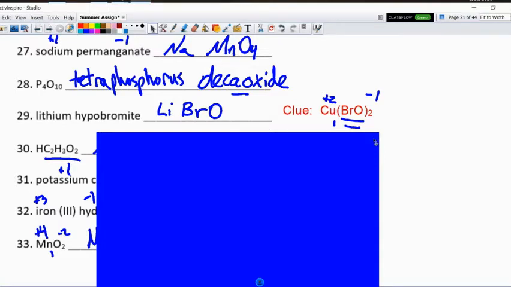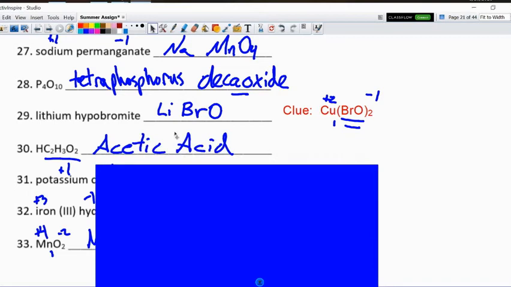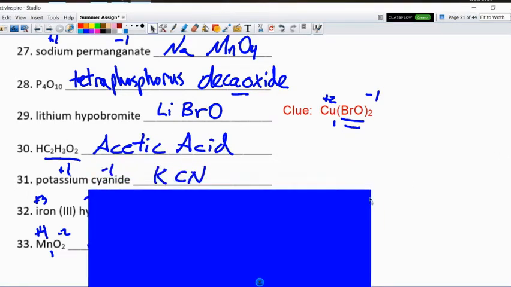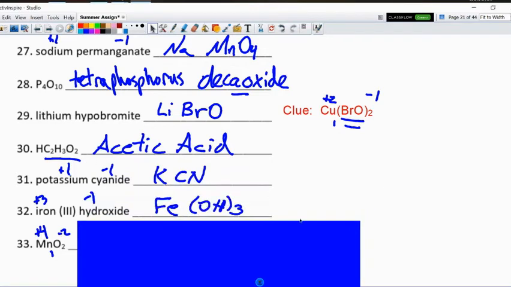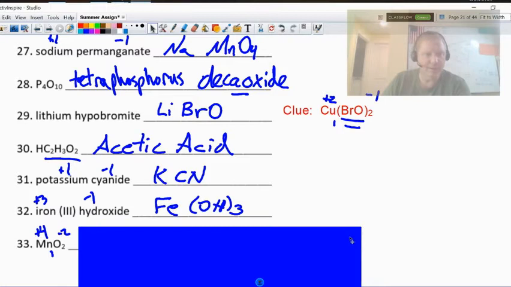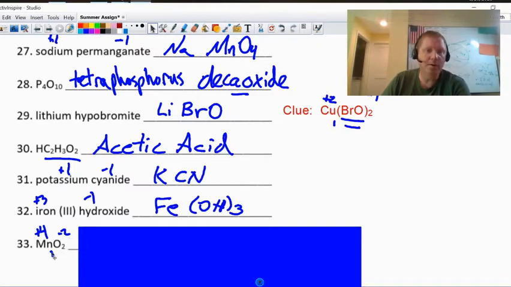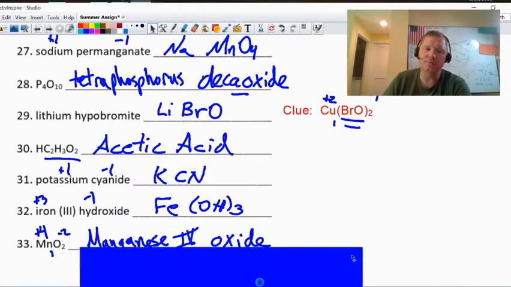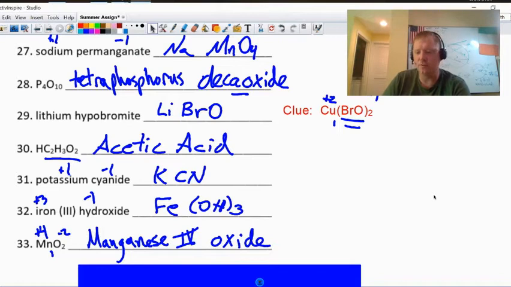Yeah, 118. Moving on, starts with a hydrogen, must be an acid. That's acetate, so this is acetic acid. Potassium cyanide, +1, -1, already balanced. Cool. Iron 3, so that means it's a +3. Hydroxide's a -1, so there's the formula. And then this one's probably the trickiest of all of the transition metals because oxygen is a -2, and there's only one manganese. That must be a +4 manganese. That's manganese Roman numeral 4 oxide.